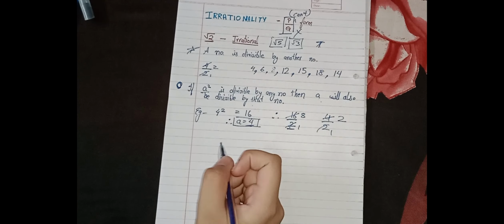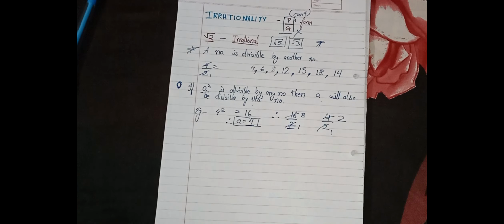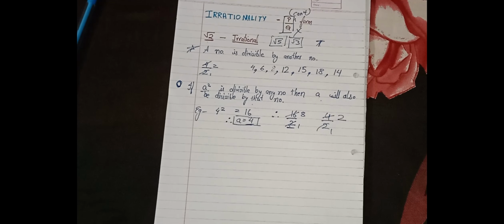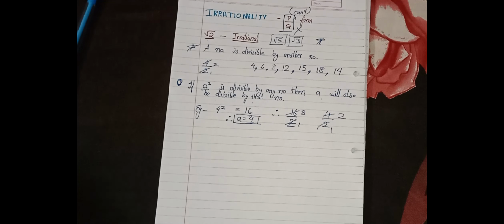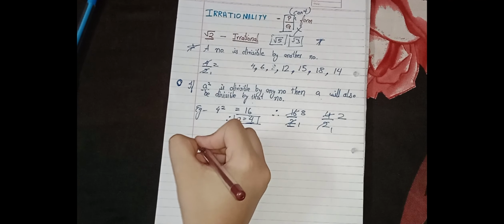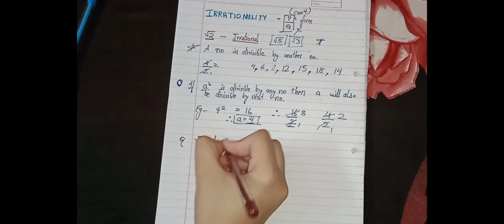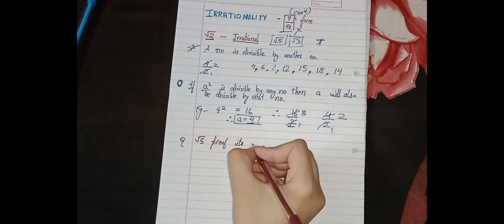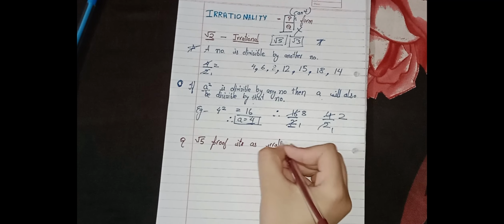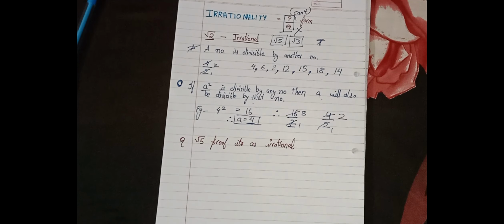So now I'm going to tell you a question, and with that question we are going to understand the topic more easily. Now we have to prove root 5 as irrational. हमें पता है कि it's irrational, right? But here we have to prove it कि कैसे irrational है.